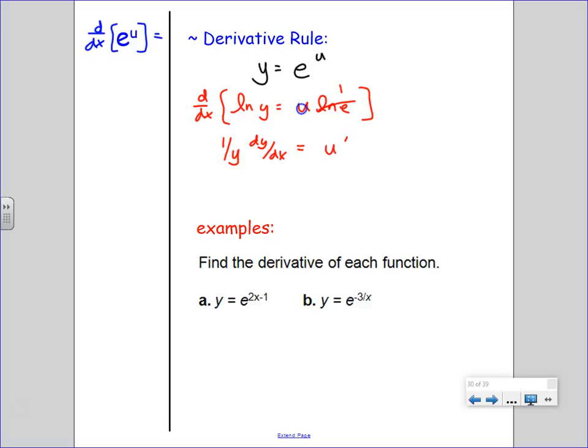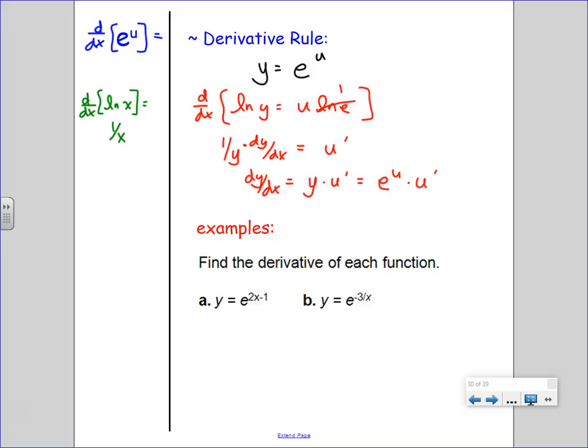The derivative of u would be u prime, right? Yeah. Is the dy dx on the bottom of the 1? No, it's 1 over y times u prime, which equals 1 over y dy dx, so we can go ahead and solve for dy dx. Hence, the derivative of e to the u is y times u prime, and y was just e to the u, so e to the u times u prime.